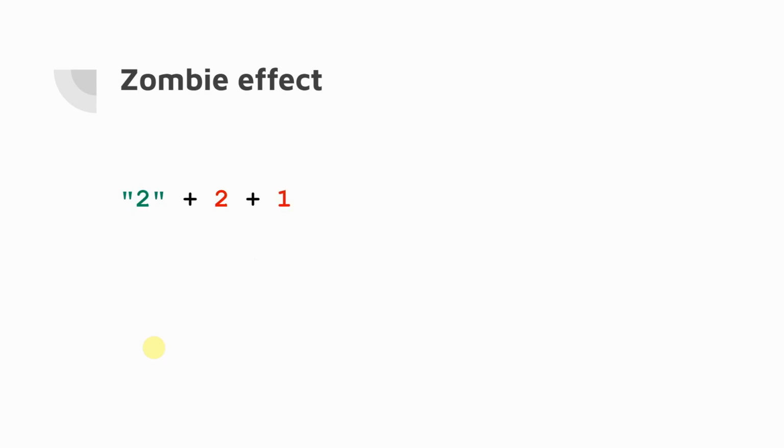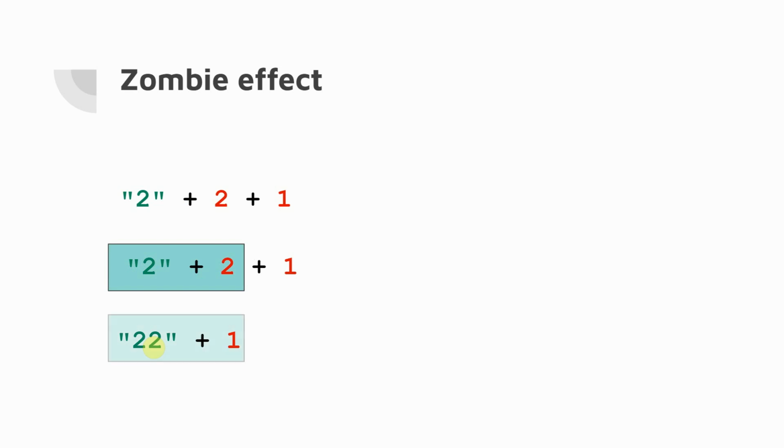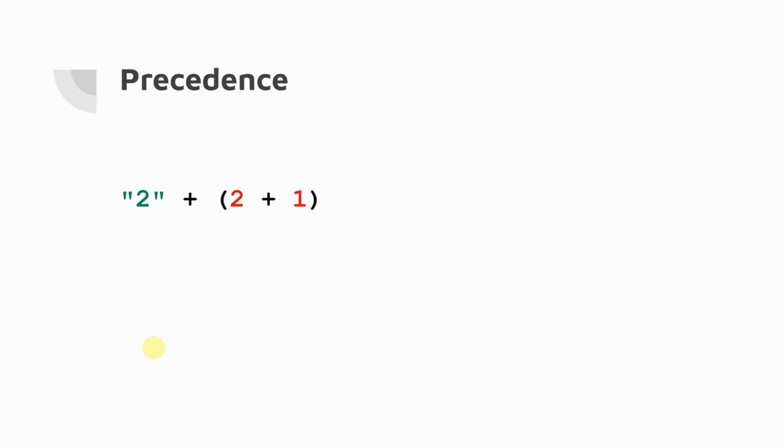Okay, let's look at this example. We can see a string right in the beginning, and we know left to right processing. Whenever something interacts with a string, it will become a string, so it will be "22". This is a string, and now again when this string interacts with 1, it will turn it into a string as well. So that's why 221.